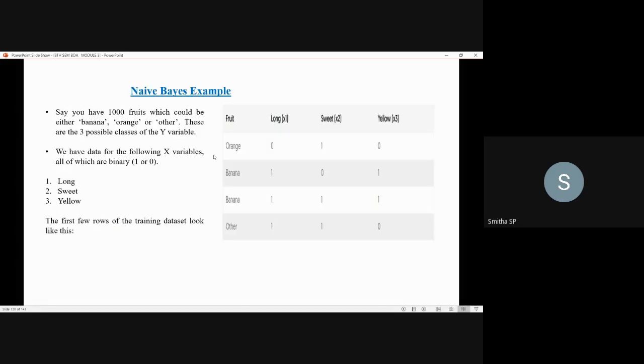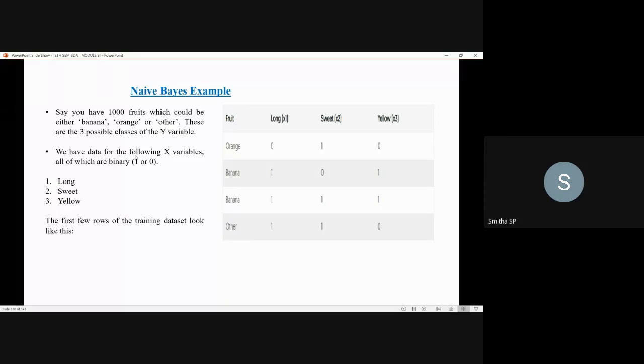Next, by taking this example, we shall see how this naive Bayes analysis can be done. Here you have 1,000 fruits, which could be either banana, orange, or other. We don't know which other fruits we have. We have taken 1,000 fruits. Among them, we know the names of two fruits, banana and orange, and the rest of the fruits we call other fruits. We made it as other variables. So these are the three possible classes of the Y variable.